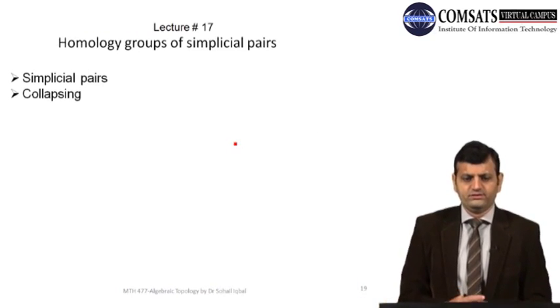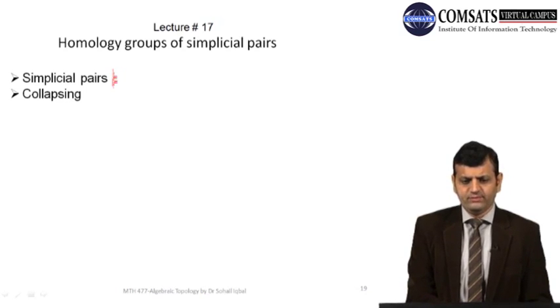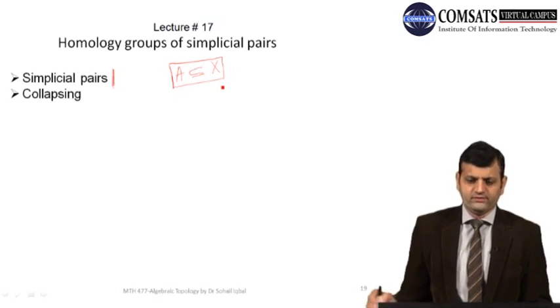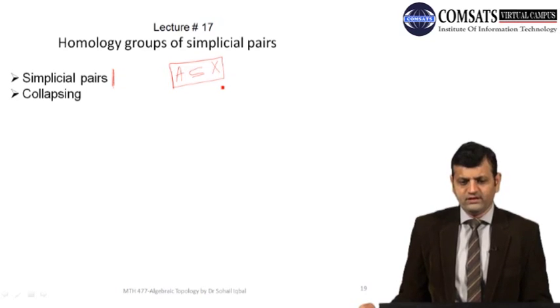So moving on to lecture number 17, we defined homology groups of simplicial pairs. A simplicial pair is a simple idea where we have a subspace of a topological space, with the relation that A is a subset of X. This helped us in calculations of some simplicial homologies for some topological spaces. In other words, this is just another tool for calculating simplicial homology.